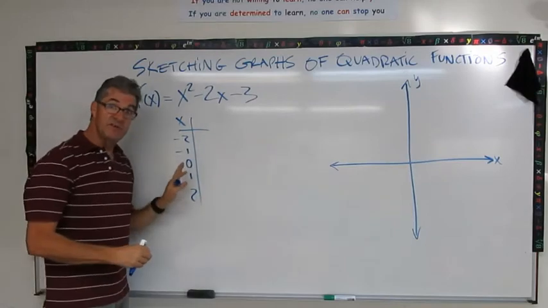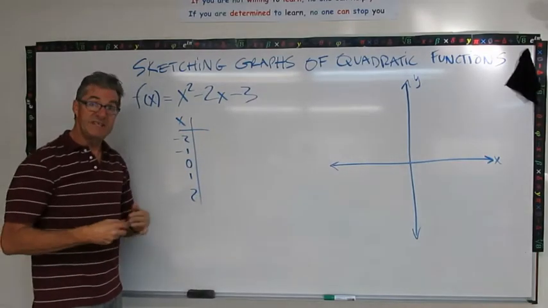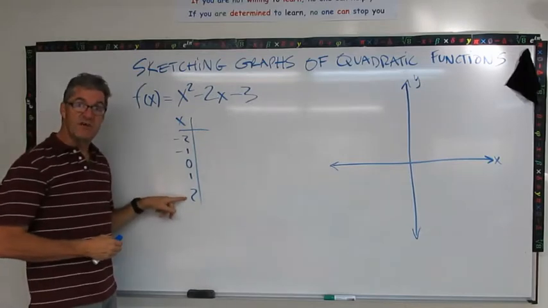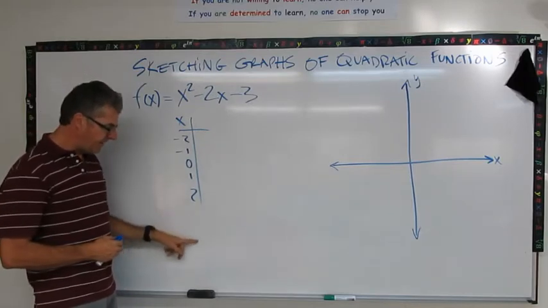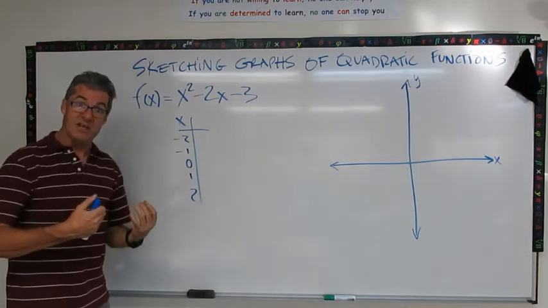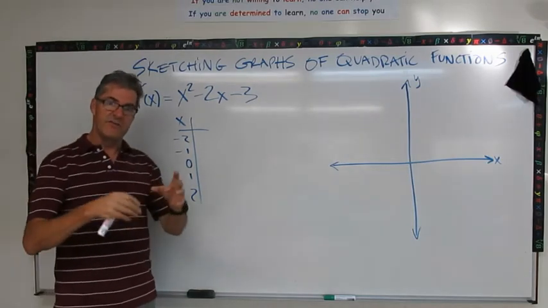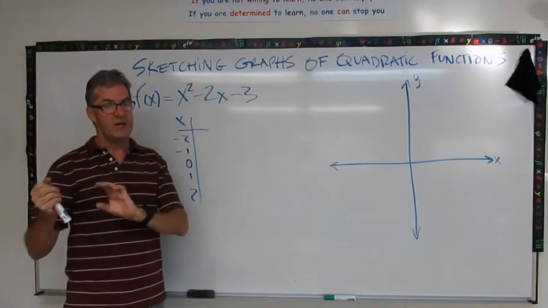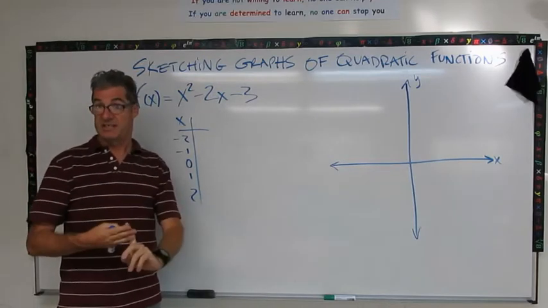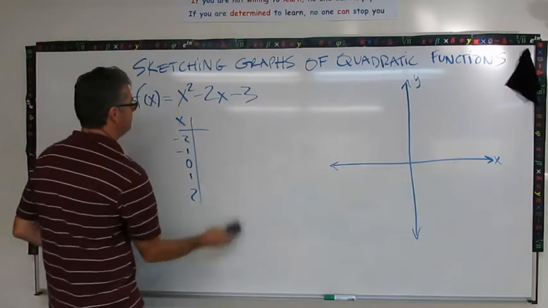This is a time-consuming process, and it's not always easy to capture the vertex with your first selection of x values. So sometimes you end up having to graph a whole bunch more points. It just takes a while. Sketching uses your knowledge of the various forms of quadratic equations to find intercepts, shapes, and vertexes. Okay? So let's do that.